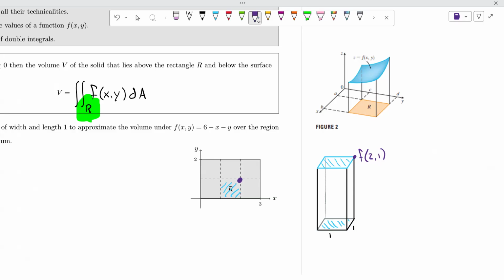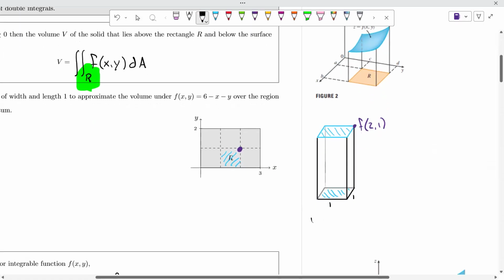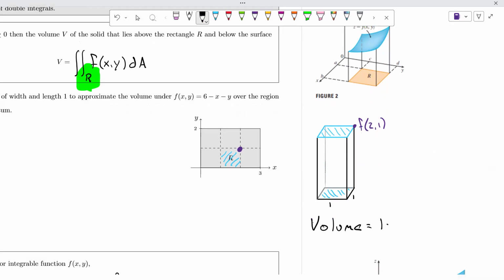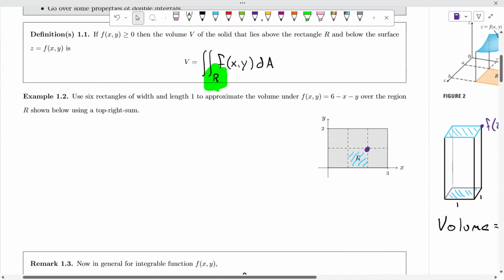So if I want to get the volume of just this box alone, it looks like it's 1 times 1 times, well, if I just evaluate 2, 1 in my function, 6 minus x minus y, that's going to be 3. So 1 times 1 times 3. And if that's the box for just that one subrectangle, I'll just add up all 6 of them and have my approximation. So let's build that up.